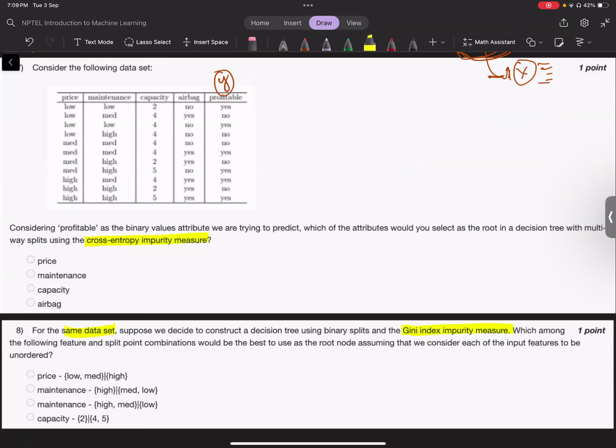Should we select minimum cross entropy with respect to target? Yes, you have to select the minimum cross entropy with respect to target. And also when we are doing the Gini impurity, we also need to select the minimum Gini impurity. Okay, I'll make some room here for you to solve.